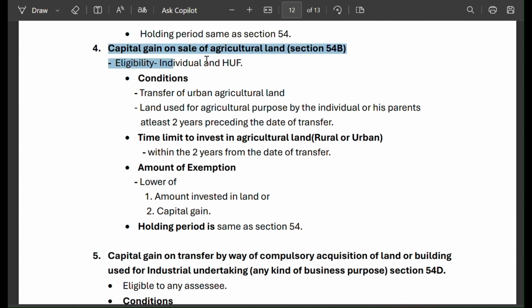And the next two cases are the sale of agriculture land and compulsory acquisition by the government of any industrial undertaking. So let's move on to this. Under section 54B, if any person, that is an individual or HUF, is selling, the transfer must be of urban agriculture land. You should remember that transfer of rural agriculture land is not a capital asset. First of all, it is not a capital asset, so it is not chargeable as a capital gain. If you are selling rural agriculture land, it is not chargeable as a capital gain.